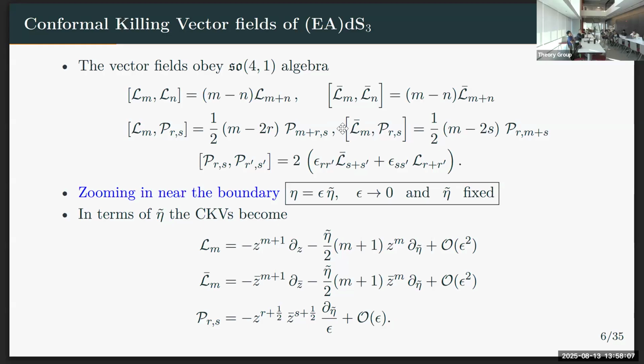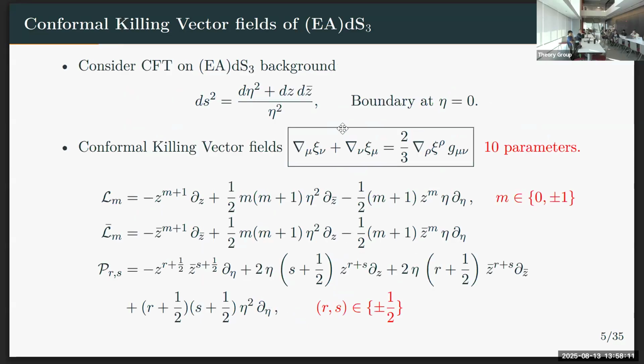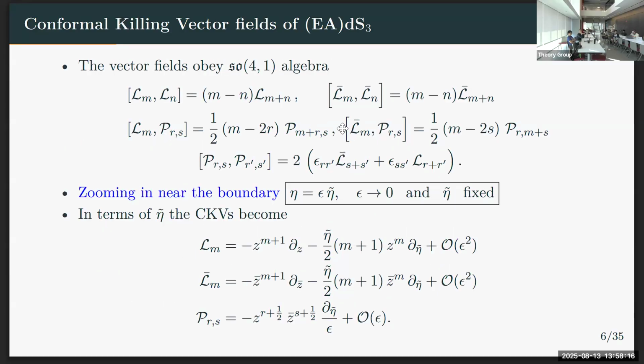Now, once you do that, what you find is that the CKVs that I showed in the previous slide simplify a bit in terms of this eta tilde. So curly L_M and curly L bar M have a leading order component, which does not depend on epsilon, and the sub-leading order component is proportional to epsilon squared. But the curly P_RS diverges as you take epsilon tends to 0. So this blows up in the limit.